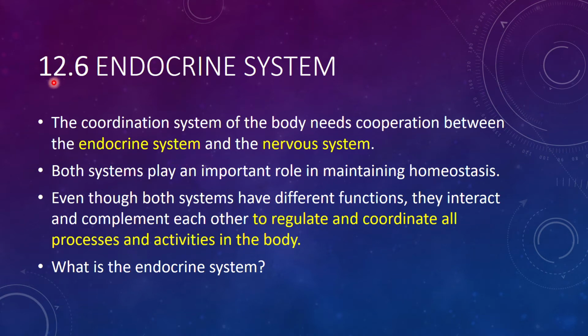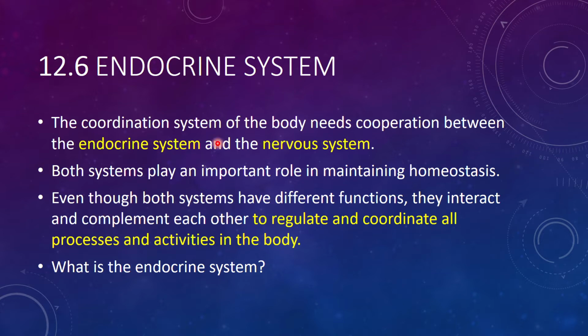Now let's look at 12.6, and that is the endocrine system. The coordination system of the body needs cooperation between two very important systems, the endocrine and also the nervous system. These two systems play an important role in maintaining homeostasis. Now what is homeostasis? We are going to learn in detail in the next chapter. It is about maintaining the optimum condition of the body so that the cells can function optimally, and all the physiological processes.